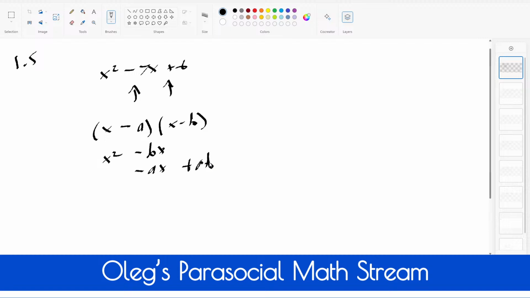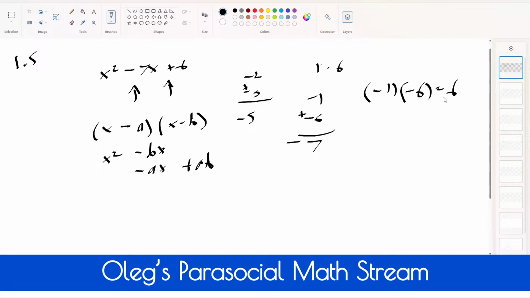Adding two negatives together, negative 2 plus negative 3 is going to be negative 5. Too small. How about 1 times 6? Negative 1 plus negative 6 gives us negative 7. That's what we want. And multiplying negative 1 times negative 6 gives us 6, so that's also what we want. So we're going to say x minus 1, x minus 6.